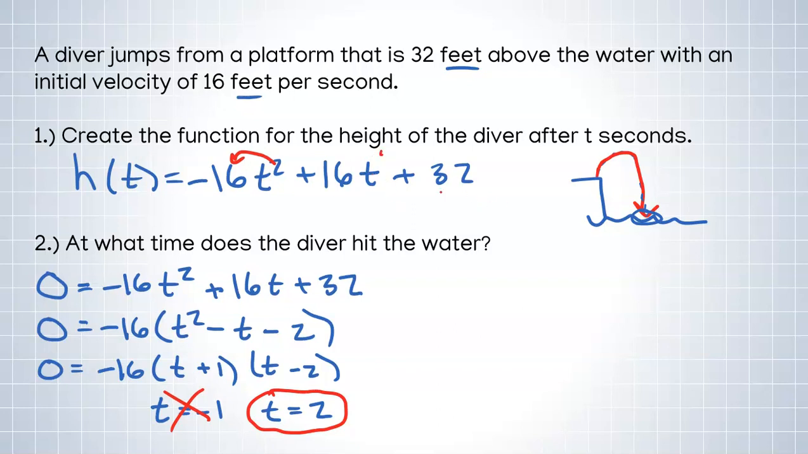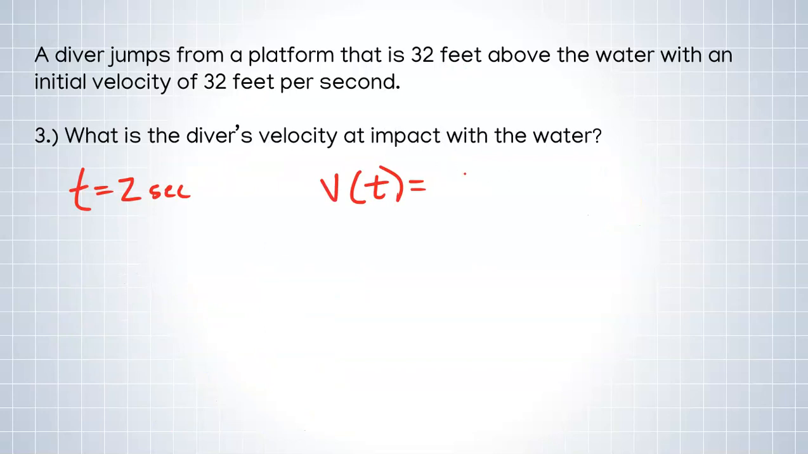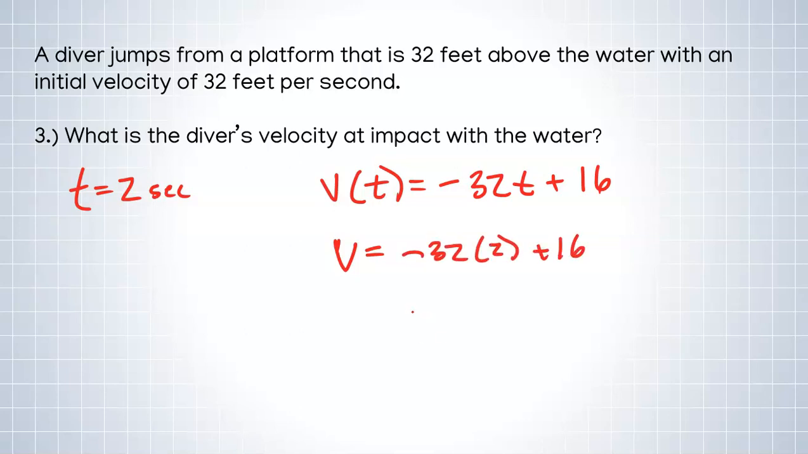Anything to the 0 is 1. The derivative of a constant 32 is just going to be 0. So my velocity formula is going to be -32t plus the initial velocity of 16. There it is, not too difficult. So now all I have to do is plug in 2 seconds to get my instantaneous velocity when the object hits the ground. -32 times 2 plus 16 is -48 feet per second.